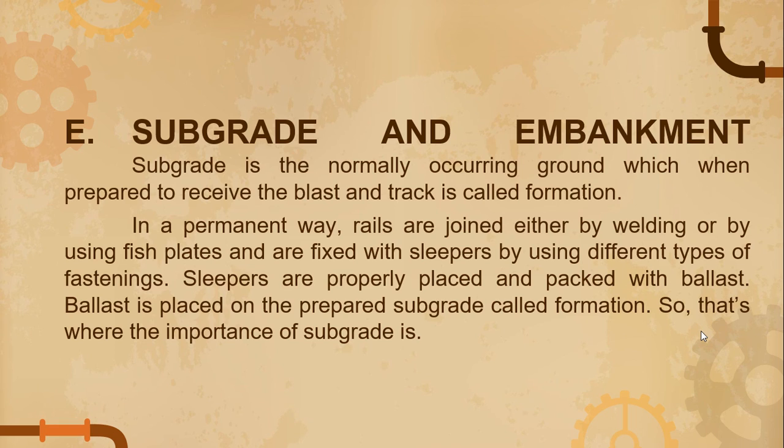Last one is subgrade and embankment. Subgrade is the normally occurring ground which, when we prepare it to receive the ballast and track, is called formation. So yung subgrade nga yung occurring ground kung saan tinatayo at pinaprepare natin na ilalagay yung railway.